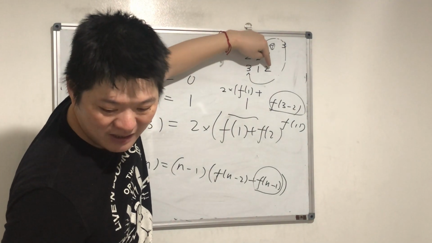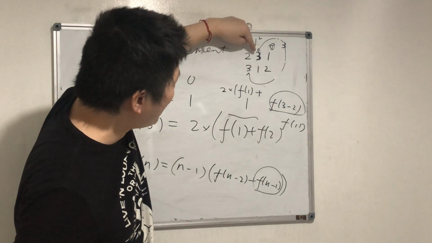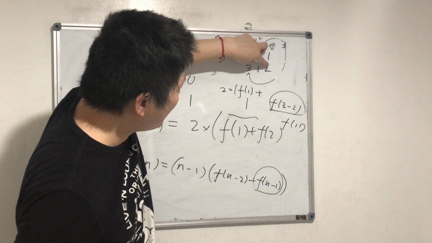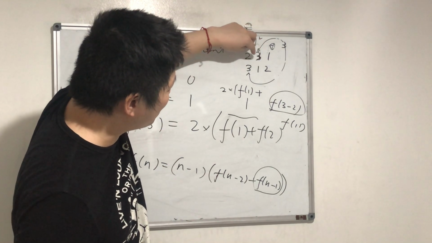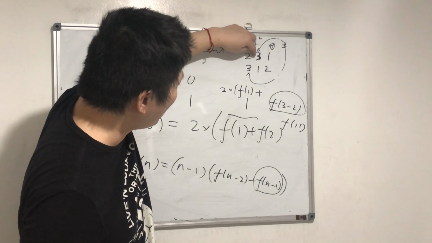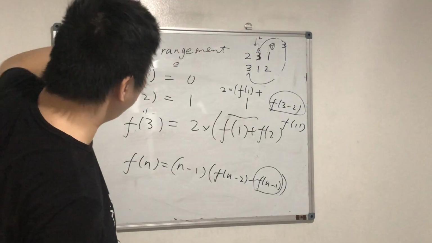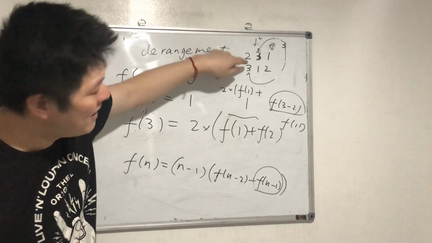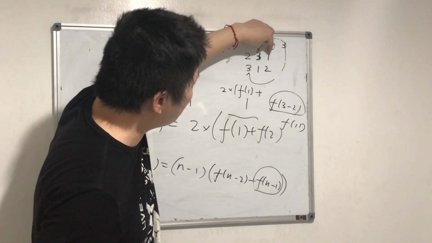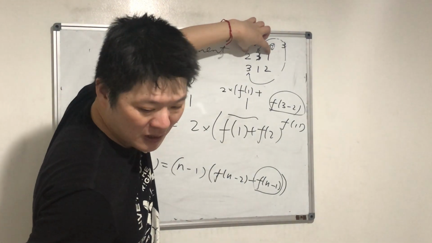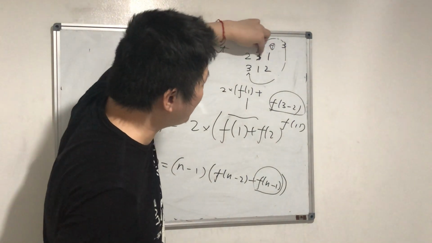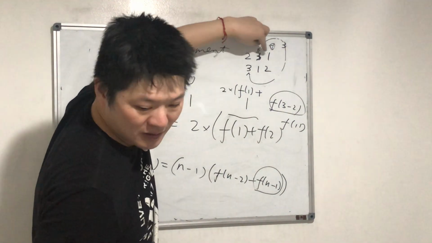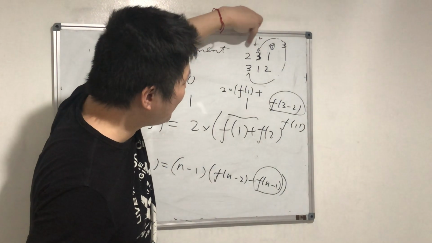Swap it with 3, yeah? If I swap with 2, then the solution will be F1, right? It will be only this one number. F1 is 0 because I can't put a 1 here in the first place, right? If it doesn't swap with the number 1, then it will be n minus 2 because there are n minus 2 numbers, or n minus 1 numbers for the n, right?